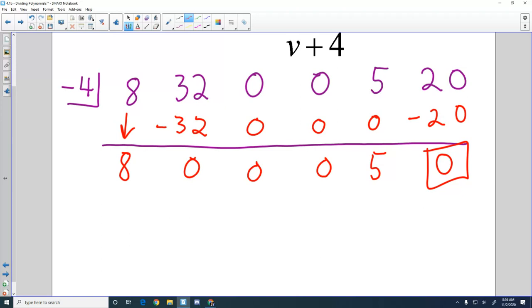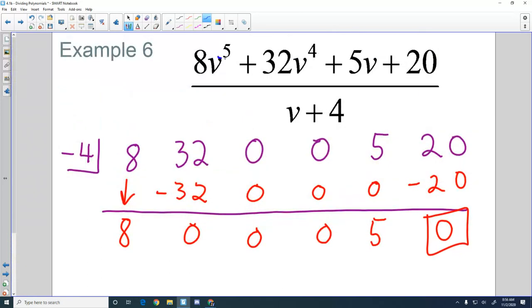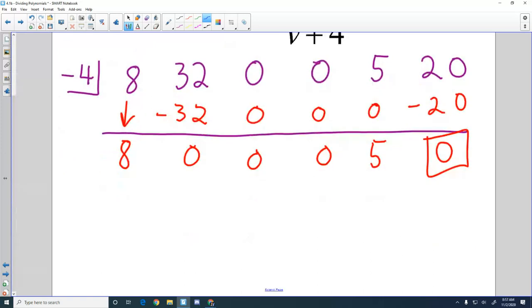But now what do you do with all these zeros? So the original degree was a 5, but we divided by an x to the first, so you drop it down by 1 degree, 1 exponent less. So instead of v to the 5th, this becomes 8v to the 4th. Then you have v to the 3rd, v to the 2nd, v, and then that last number is just what we call the constant, right? There's no variable next to it. It's always going to be a 5.